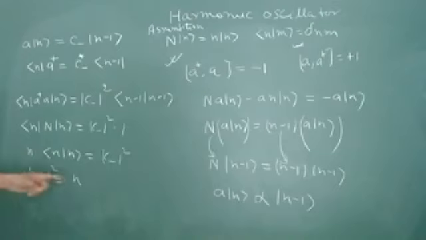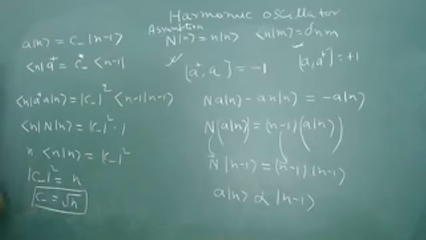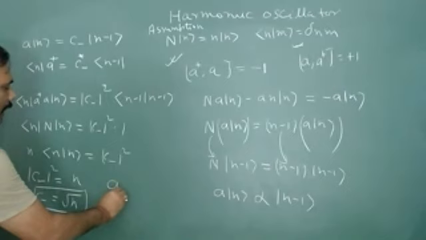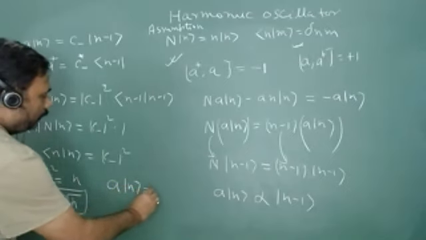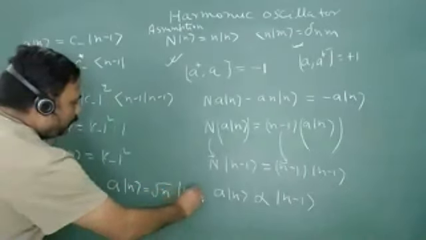So at least at this point of time, what can we say? We can say n is always a positive number, including 0. At least we can say this, because this mod is the norm, and norms can never be negative. So this c minus is nothing but root n. So what is the conclusion? The conclusion is a n is equivalent to root n, n minus 1.